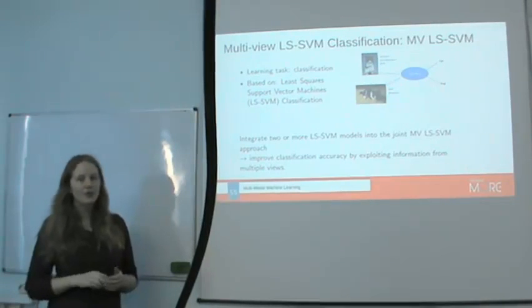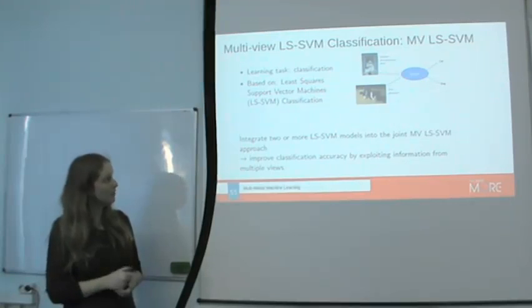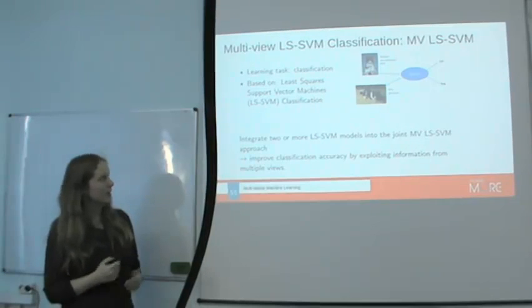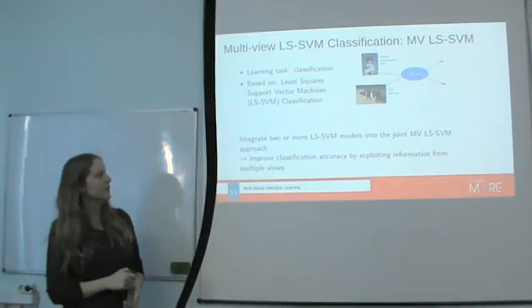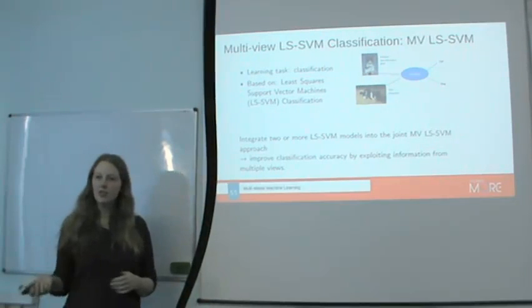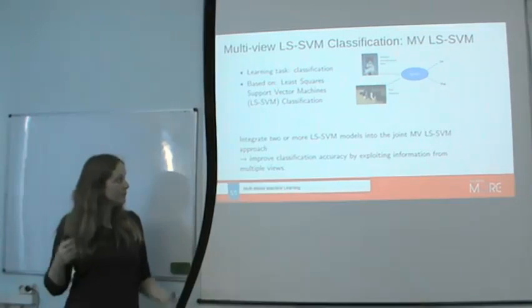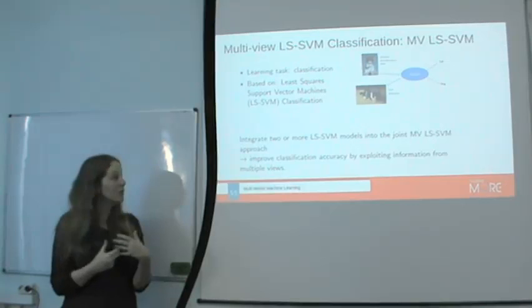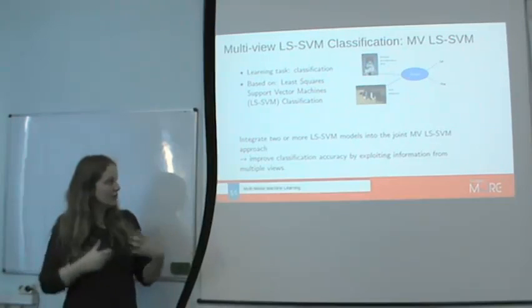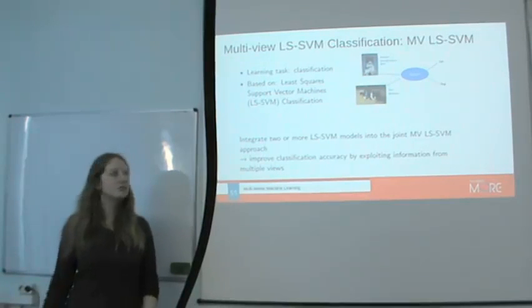Then, an example of this co-regularization is multi-view least square support vector machine classification. The learning task is classification, easy. So we want to, for example, classify cats and dogs. It's based on these least square support vector machines that we showed earlier. The idea is that we will integrate or fuse two of these models in a joint model, and then we will try to improve classification.